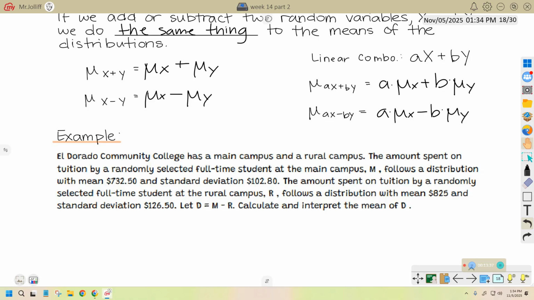So it says El Dorado Community College has a main campus and a rural campus. The amount spent on tuition by a randomly selected full-time student at the main campus, M, follows a distribution with a mean of $732.50 and a standard deviation of $102.80. The amount spent on tuition by a randomly selected full-time student at the rural campus, R, follows a distribution with a mean of $825 and a standard deviation of $126.50. Let D equal M minus R. Calculate and interpret the mean of D.